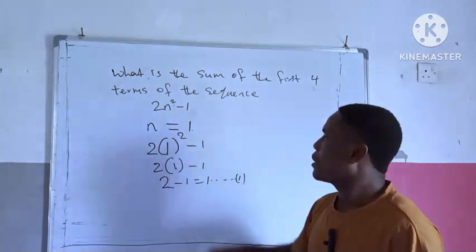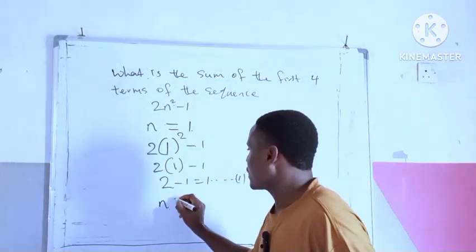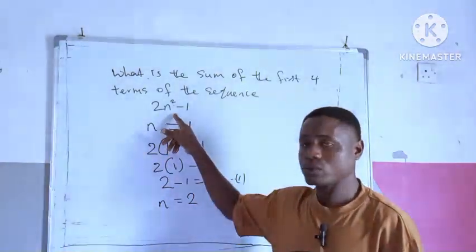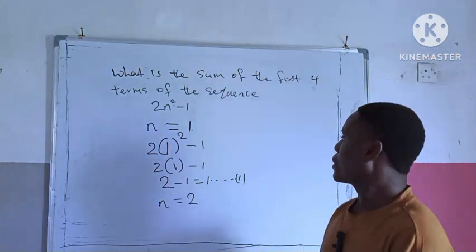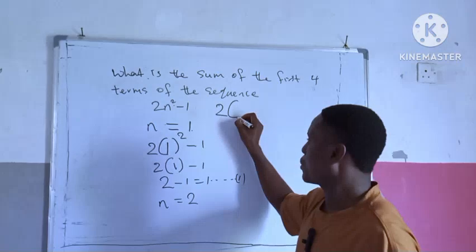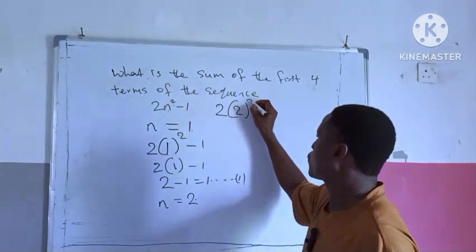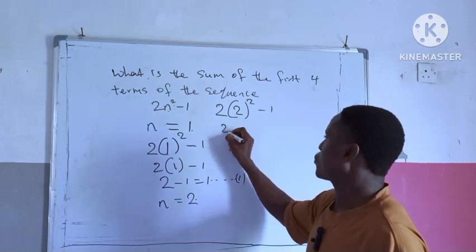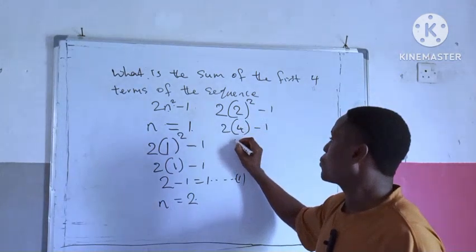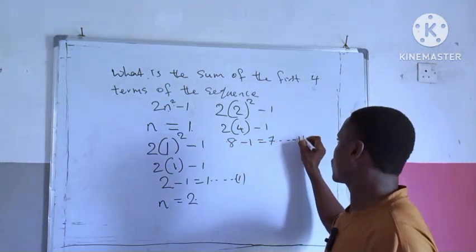So we are asked the first 4 terms. Then the second one, let n be 2. Take note, we are still making use of this expression. So if n equals 2, then it will be 2, bracket open, we have n here, so we put 2, then we have square, raised to power 2, minus 1. 2 squared means 2 times 2, which is 4, minus 1. If you open the bracket, 2 times 4 is 8, minus 1 equals 7. So this is the second one.